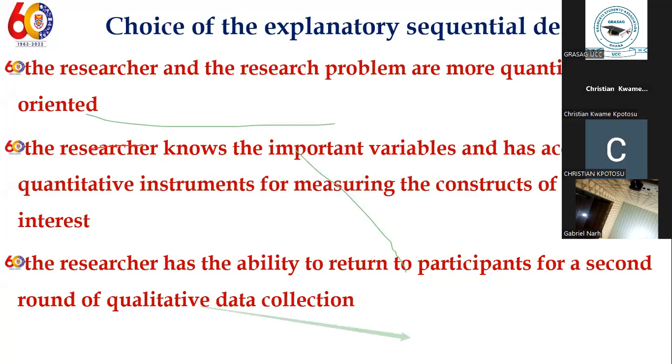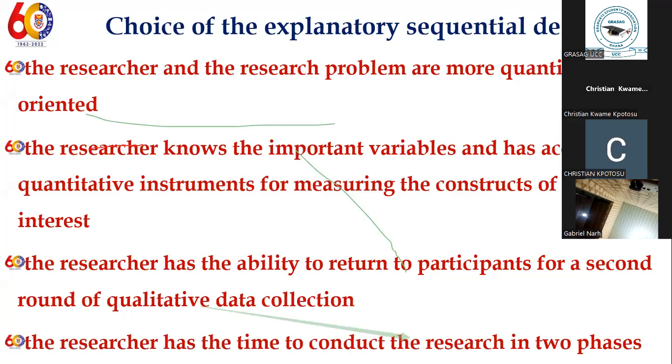The explanatory sequential design. And in this case too, when the researcher has the time to conduct the research in 2 phases, yes. So after the quantitative data, you can sit after 2 months, 3 months, go and collect the qualitative data. If you have the time to do all these things, go ahead and use the explanatory sequential design. But make sure that it makes sense to your problem, to your objectives, your research questions, and your methodology.